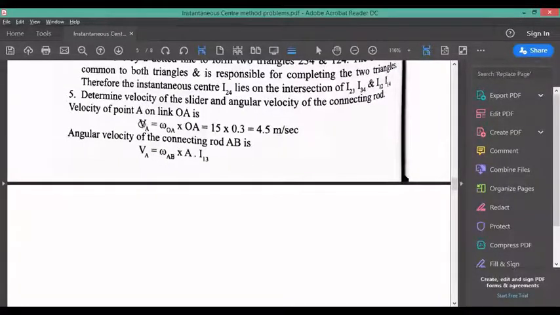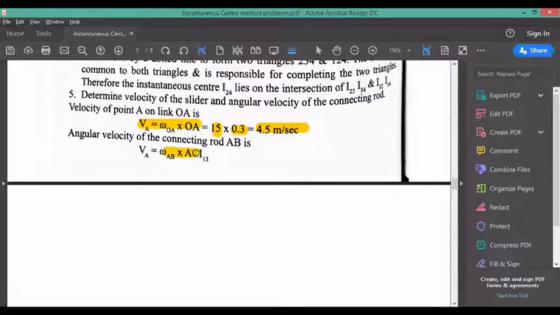So now let us take the linear velocity of point A, that is omega OA multiplied by the length of the link OA. It is given that 15 radians per second is the angular velocity of the crank, and the length of the crank is 0.3 meters, hence the linear velocity will be 4.5 meters per second.